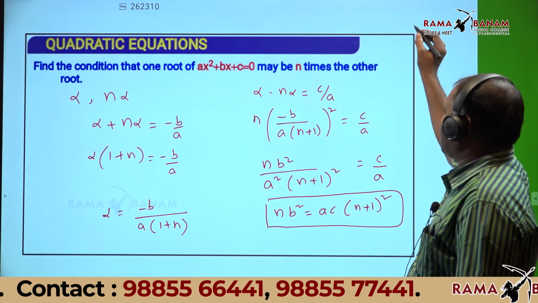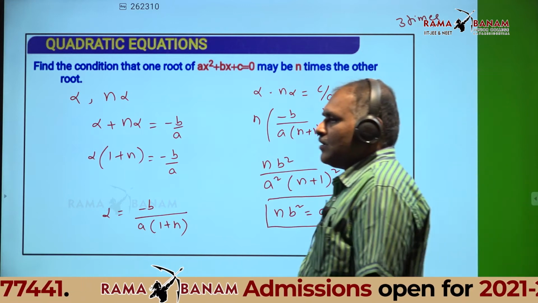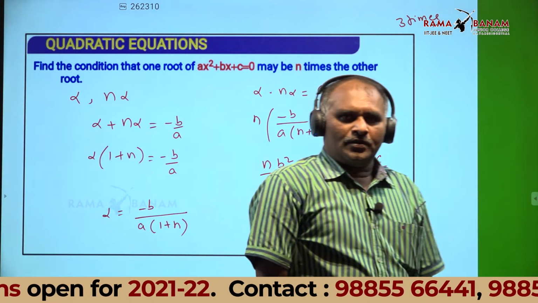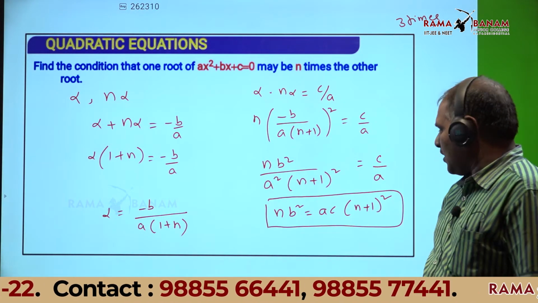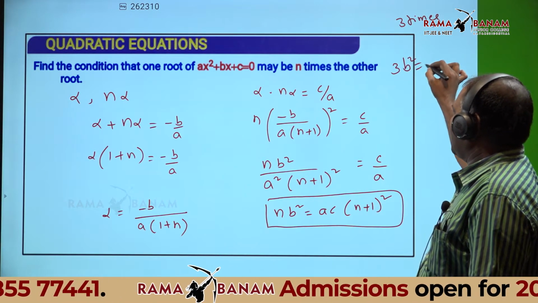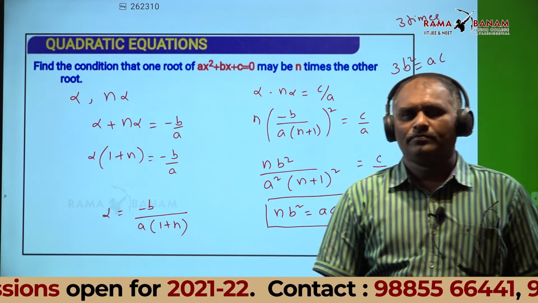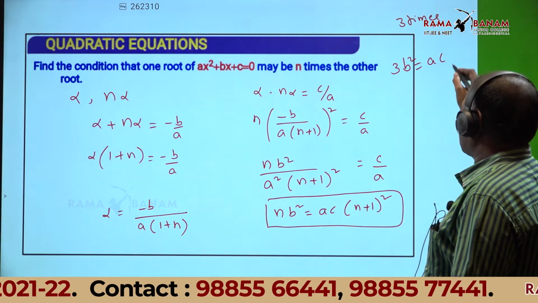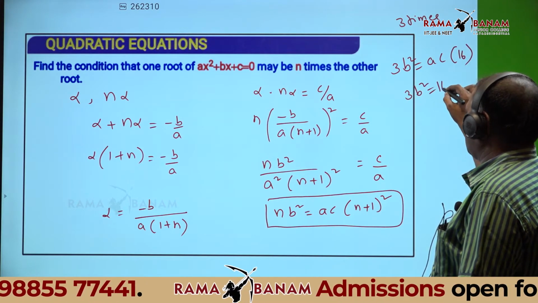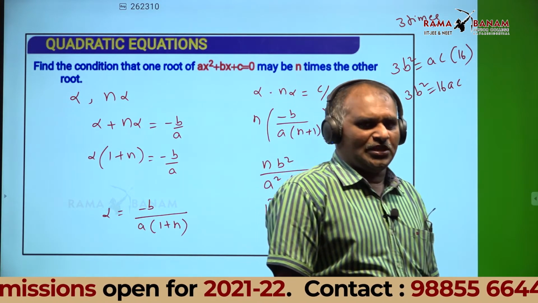Suppose one root is 3 times the other. What is the condition? Anyone? One root is 3 times the other. 3b square is equal to ac into 3 plus 1. What is the 3 plus 1 value? 4. 4 square is equal to 16. Therefore, 3b square is equal to 16 ac.